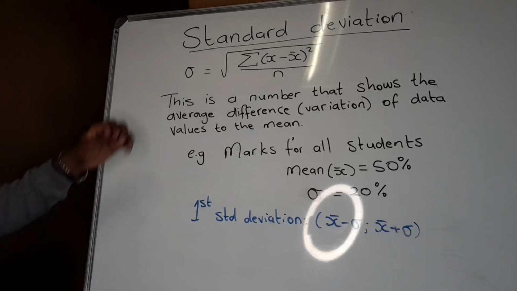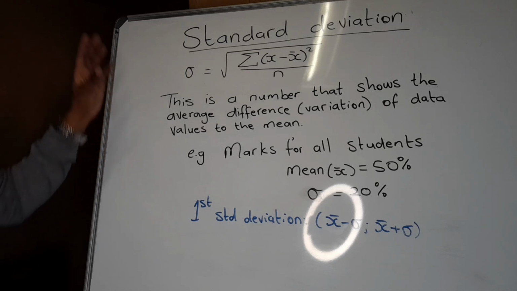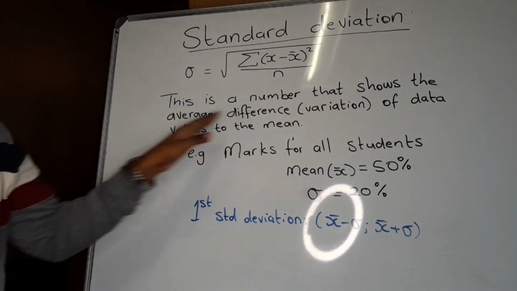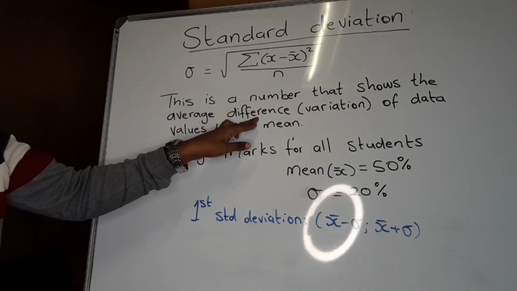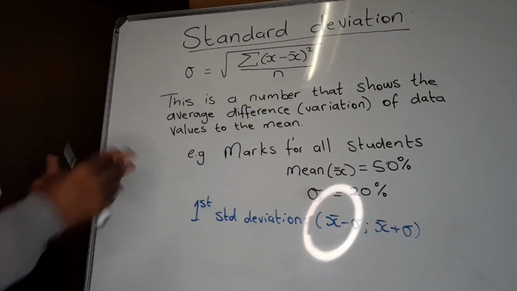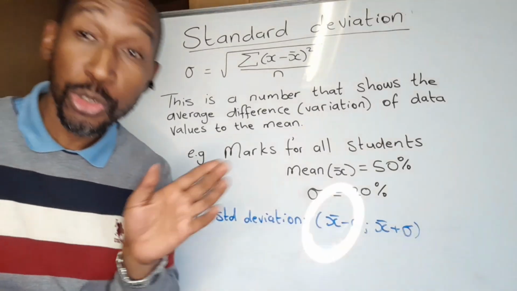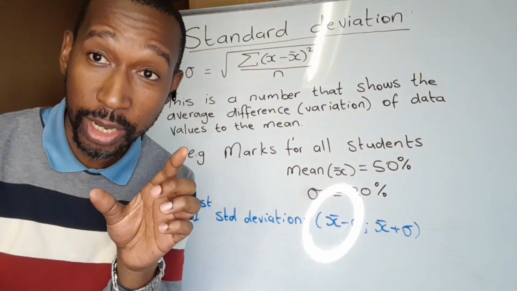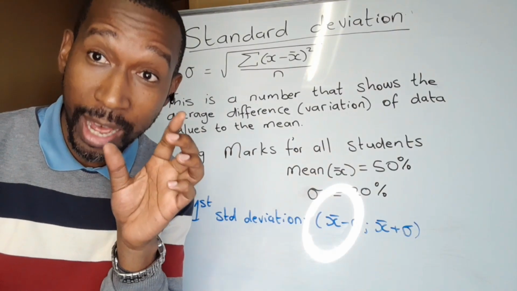Now, in formal sense, let's say that standard deviation is a number that shows the average difference, which is what we call variations, of data values to the mean. So how far are the data values to the mean in general? So that's the kind of number we are going to be looking into. Then I'll explain how it's used.